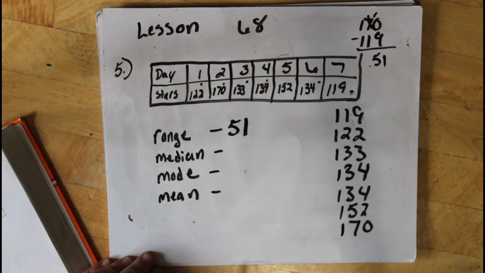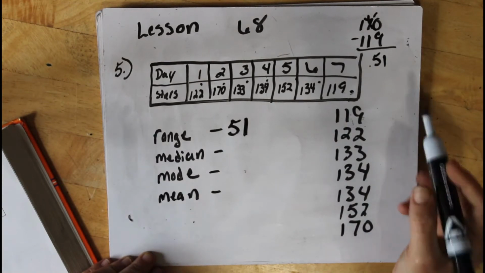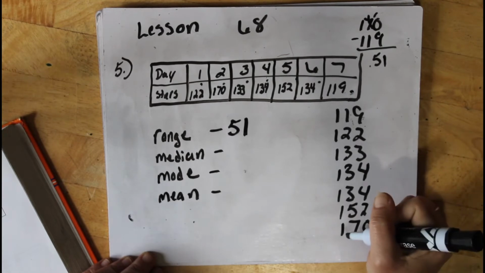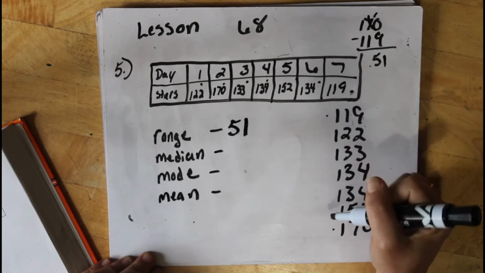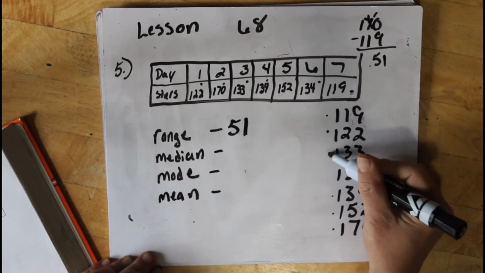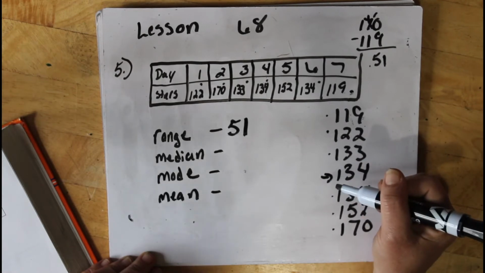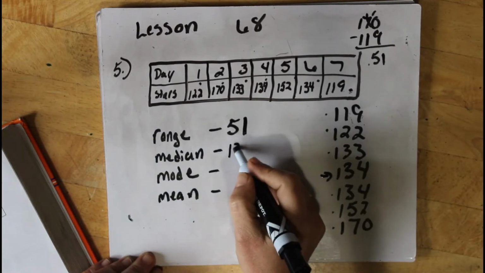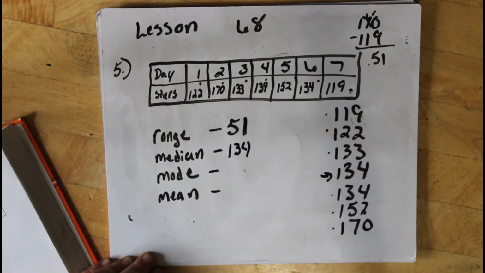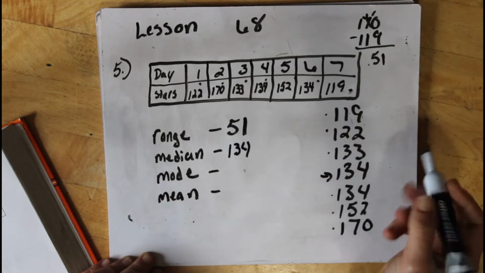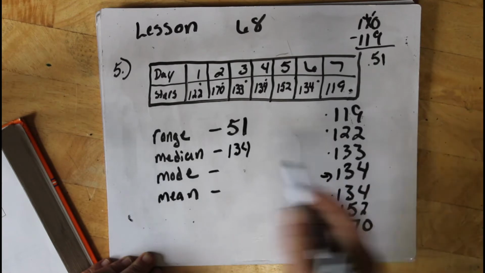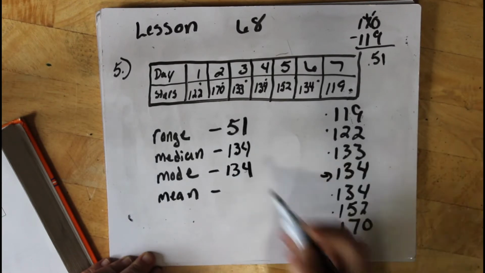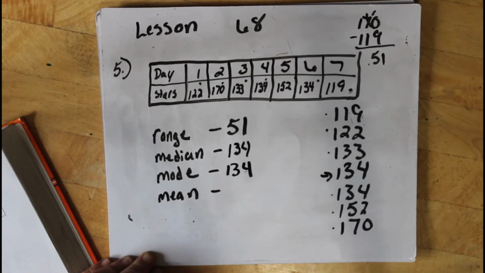Median means the middle number. Remember, the median is in the middle of the highway, so we're just going to count to the middle number. And that is 134. So the median is 134. The mode is going to be the number that appears the most often, and that is also 134 because it appears twice. And the mean is the average, mean on average.